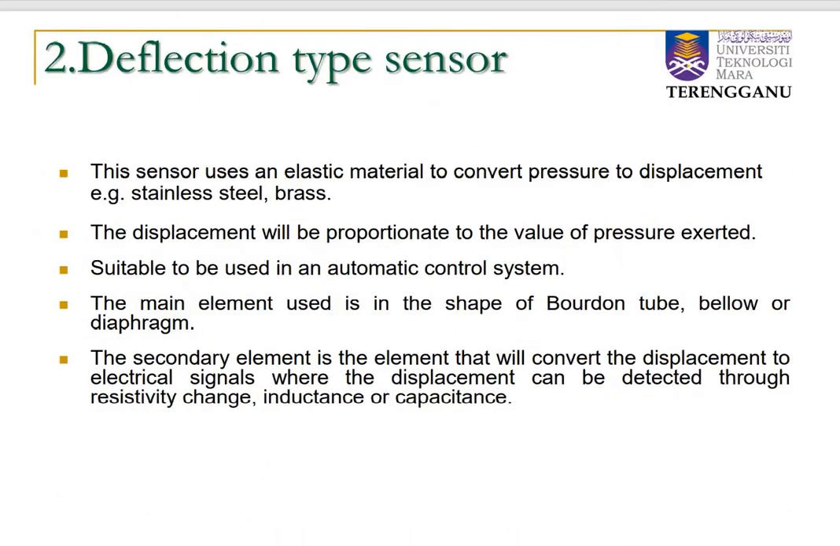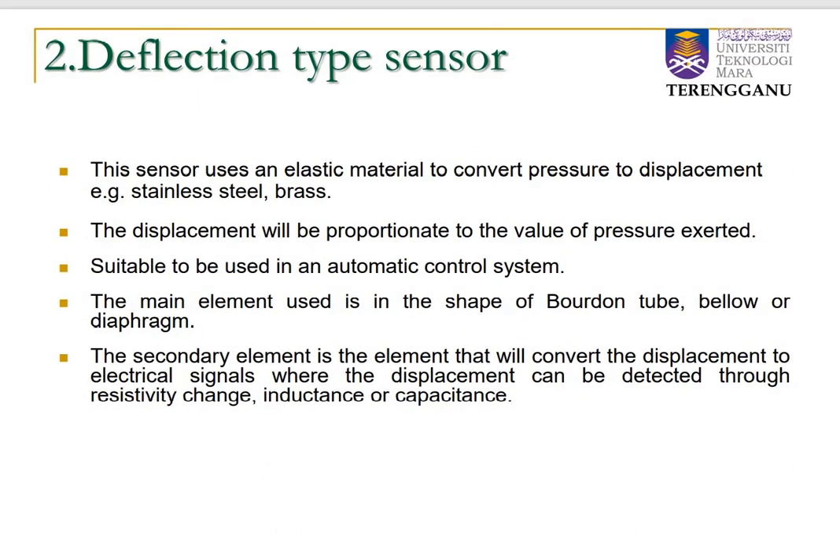Okay, next type is the deflection type sensor. This sensor uses an elastic material to convert pressure to displacement, basically stainless steel or brass. The displacement will be proportionate to the value of pressure exerted. It means if there is a change of displacement, it shows that the pressure also changed. Suitable to be used in an automatic control system. The main element is used in the shape of a Bourdon tube, bellows or diaphragm.